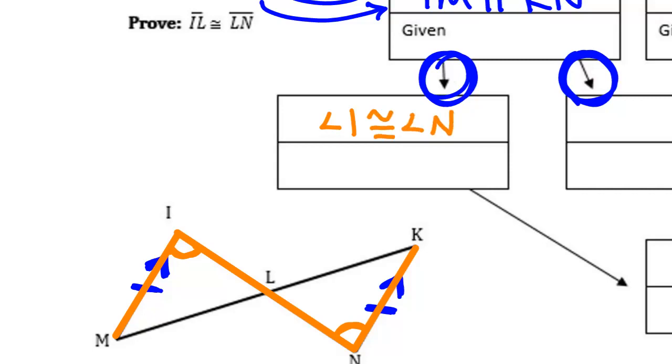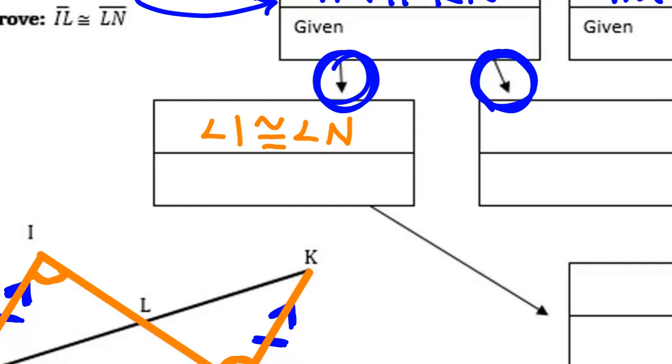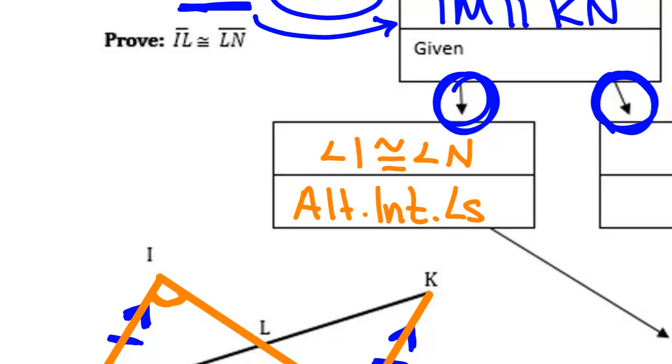It doesn't matter which one of these boxes I put this in. I could put it in that one, or I could put it in the box that's right next to it. The Z shape helps us find what? Alternate interior angles. So we are using our alternate interior angles theorem.